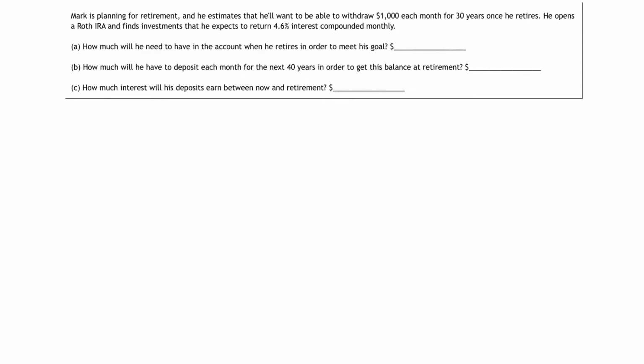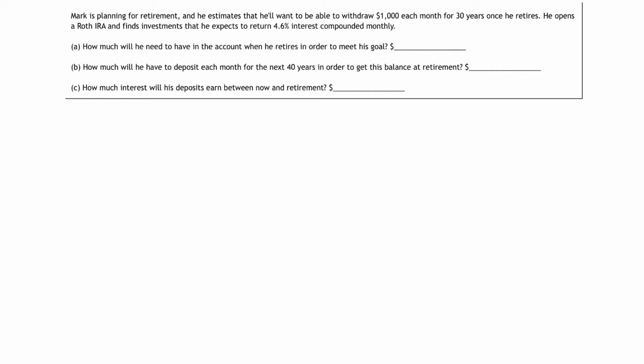Mark is planning for retirement. He estimates that he'll want to be able to withdraw $1,000 each month for 30 years once he retires. He opens a Roth IRA and finds investments that he expects to return 4.6% interest compounded monthly.